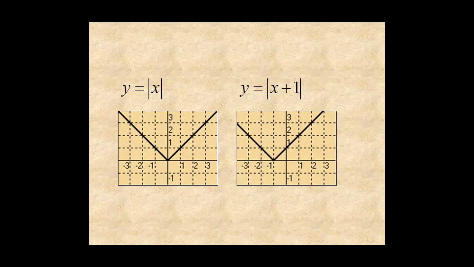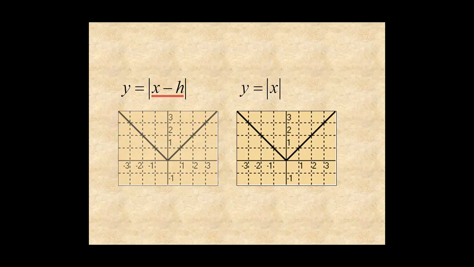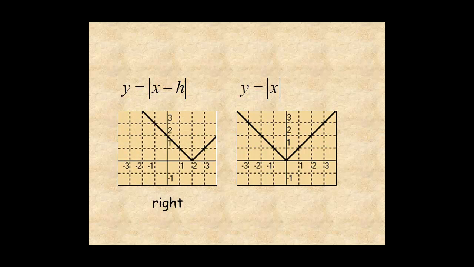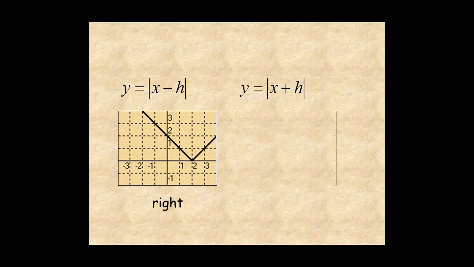For this function, x was replaced by x plus 1. The graph shifted 1 unit to the left, and the vertex is now at -1 on the x-axis. So here's the rule. If you replace x with x minus h, the graph shifts h units to the right. If you replace x with x plus h, the graph shifts h units left.